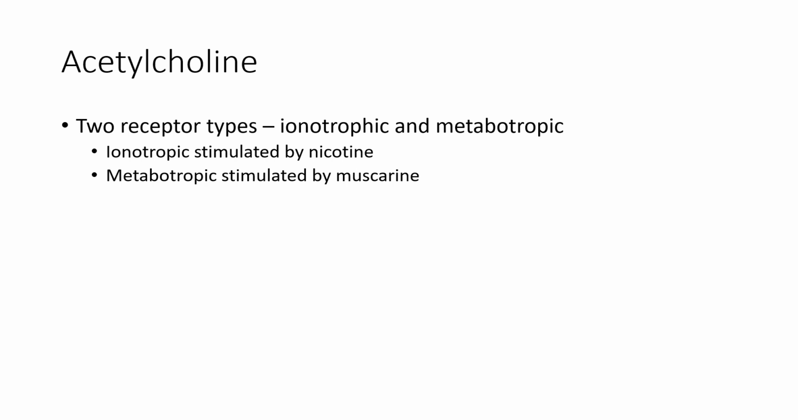The metabotropic ones are more so in your central nervous system. They are stimulated by what is called muscarine, which is a drug found in a poisonous mushroom, actually. So they are called muscarinic receptors. And again, this is more in your CNS. You do have some inotropic receptors in your CNS, but again, you have more muscarinic receptors there.